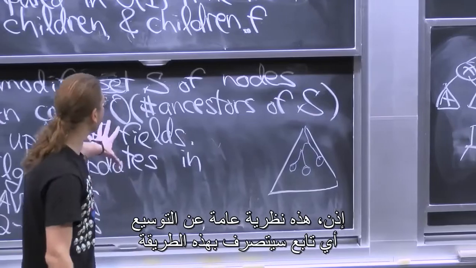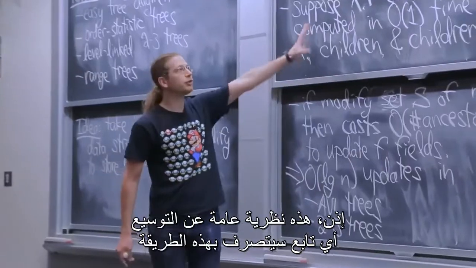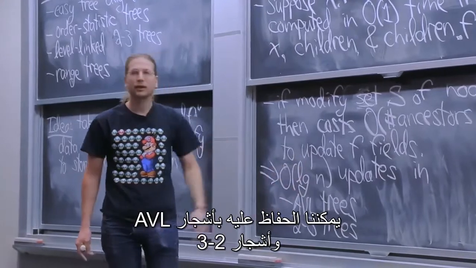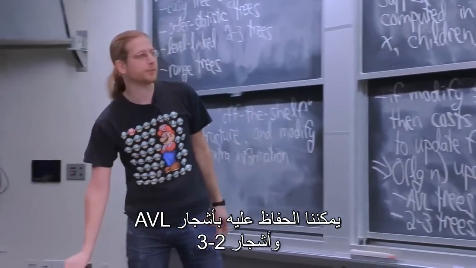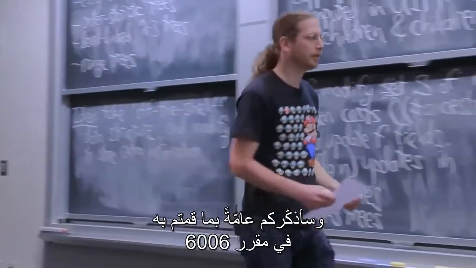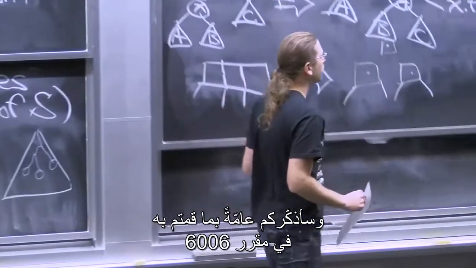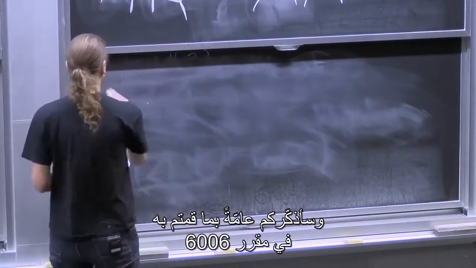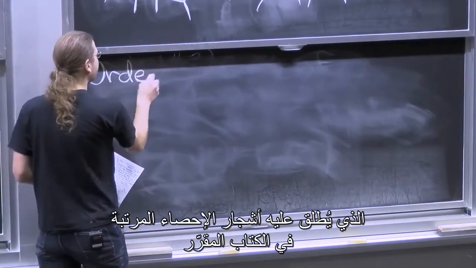Okay, so this is a general theorem about augmentation. Any function that's well behaved in this sense, we can maintain in AVL trees and 2-3 trees. And I'll remind you and state a little more generally what you did in 006, which are called order statistic trees in the textbook.